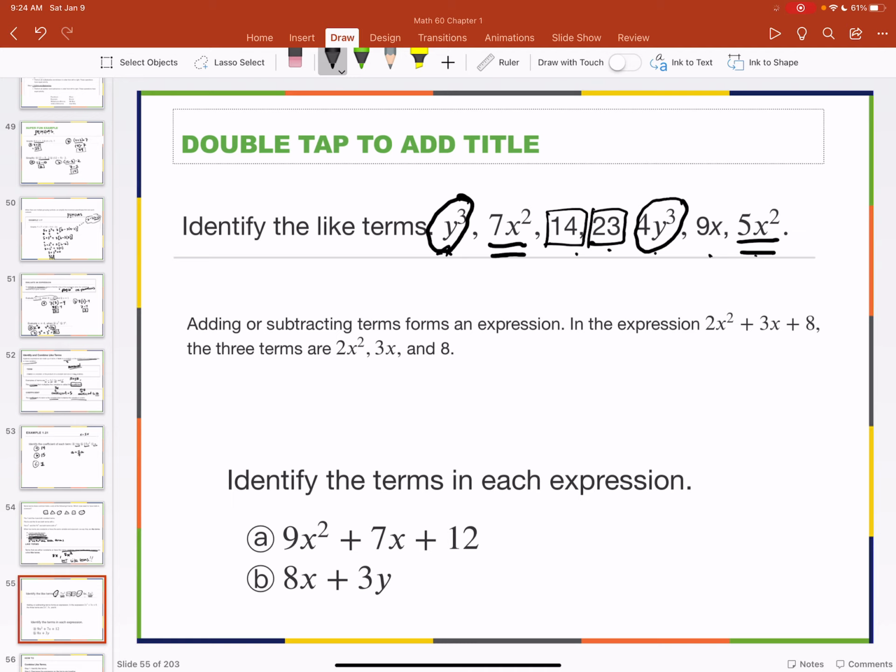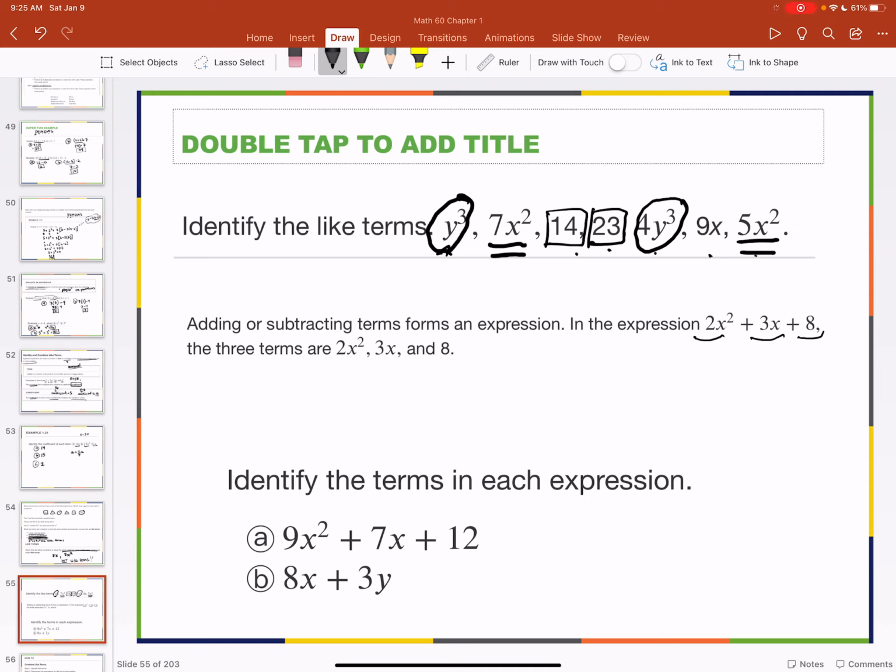Adding or subtracting terms forms an expression. Yes, it does, right? So here we have an expression: 2x squared plus 3x plus 8. We have one term, another term, another term, so 3 terms. Terms are separated by pluses or minuses in an expression. So that's how you know which ones are your terms: you look at the pluses and minuses in the expression, and whatever is in between them, that's a term.